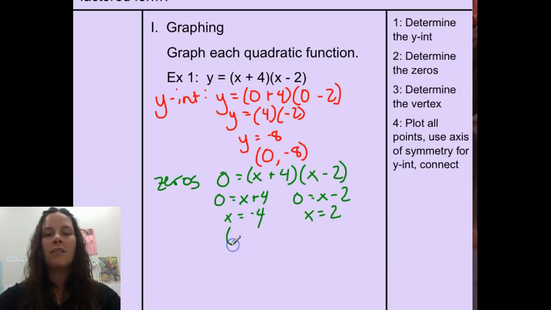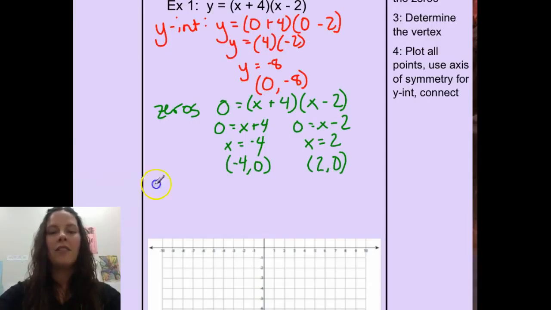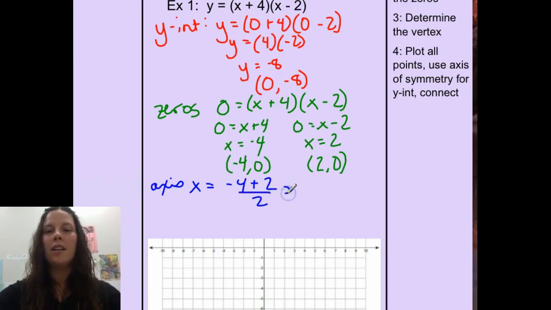Putting these as ordered pairs, I solved and got -4 for x when I substituted 0 for y. Second one, I solved and got 2 for x when I substituted 0 for y. After I have the zeros, I can find the axis of symmetry, which will lead me to my vertex. So I take my zeros and add them together, dividing by 2. -4 plus 2 gives me -2, divided by 2 gives me -1. So the equation for my axis of symmetry is x equals -1.